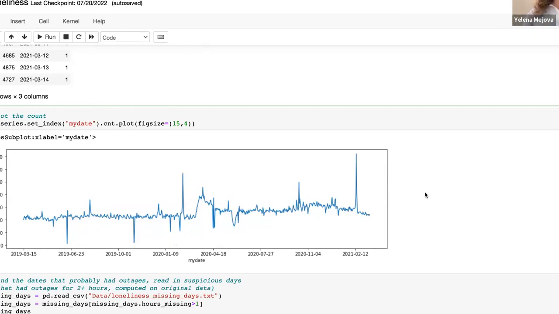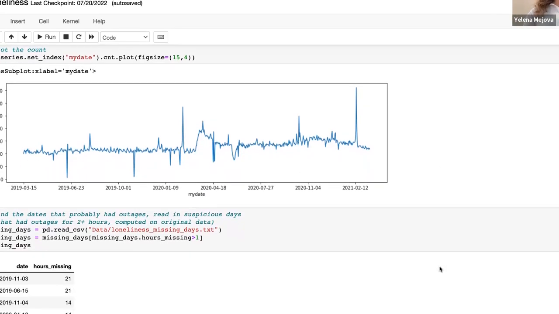But actually these two peaks are funny. Can you guess what is around this time, around this peak? Not vaccinations. It's Valentine's Day. Valentine's Day is the loneliest time, before and during COVID.